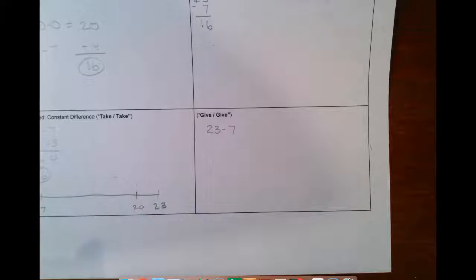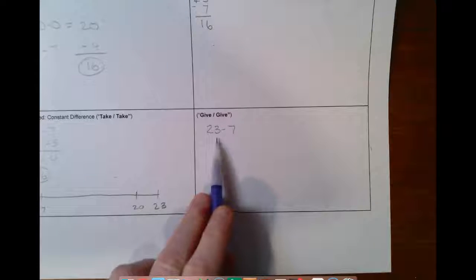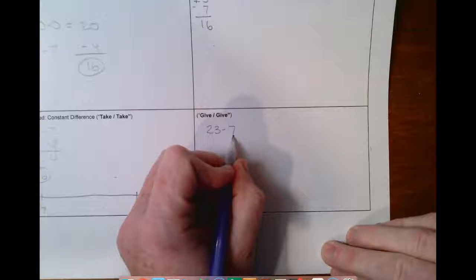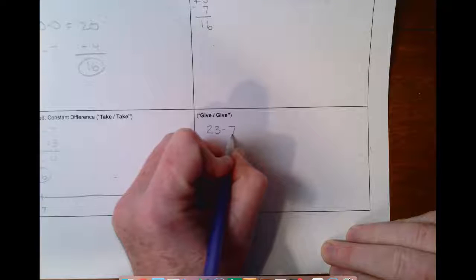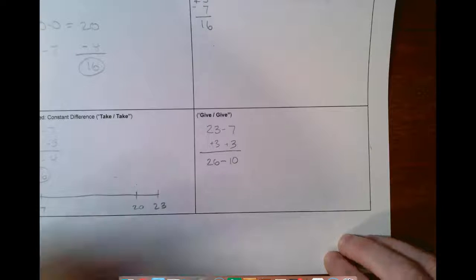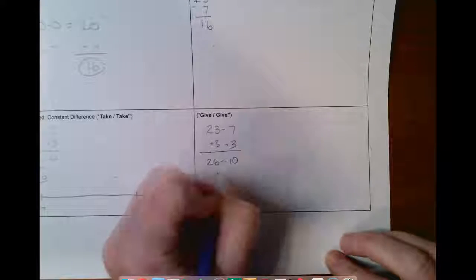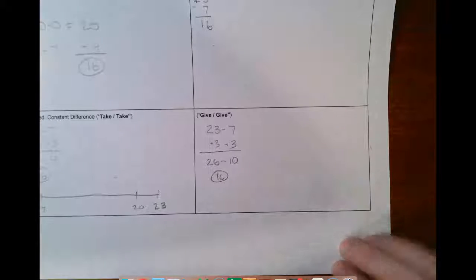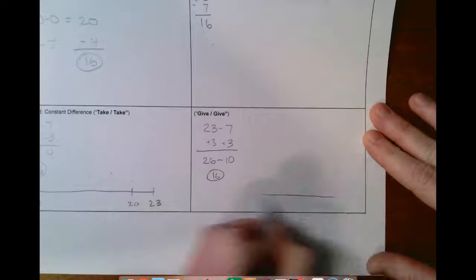Now, give. This actually might make a little bit more sense with these two numbers, the give strategy. I want to turn that into a friendly number, a multiple of 10. So how do I get 7 to 10? I'm going to add 3. 23 plus 3 is 26. 7 plus 3 is 10. So now I have 26 minus 10 instead, and that is pretty easy. 16. Okay, so again on the number line, what does that look like?